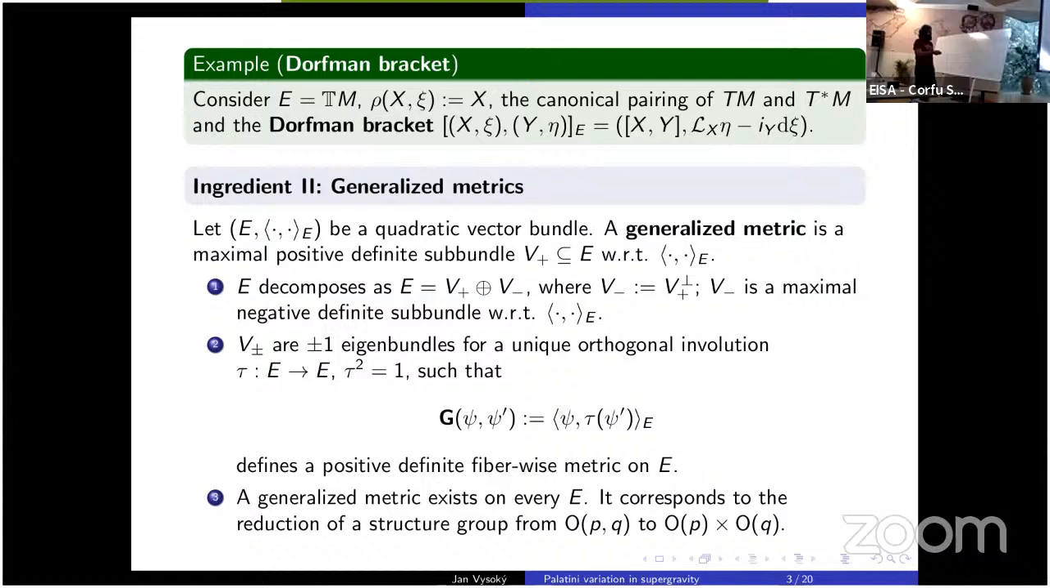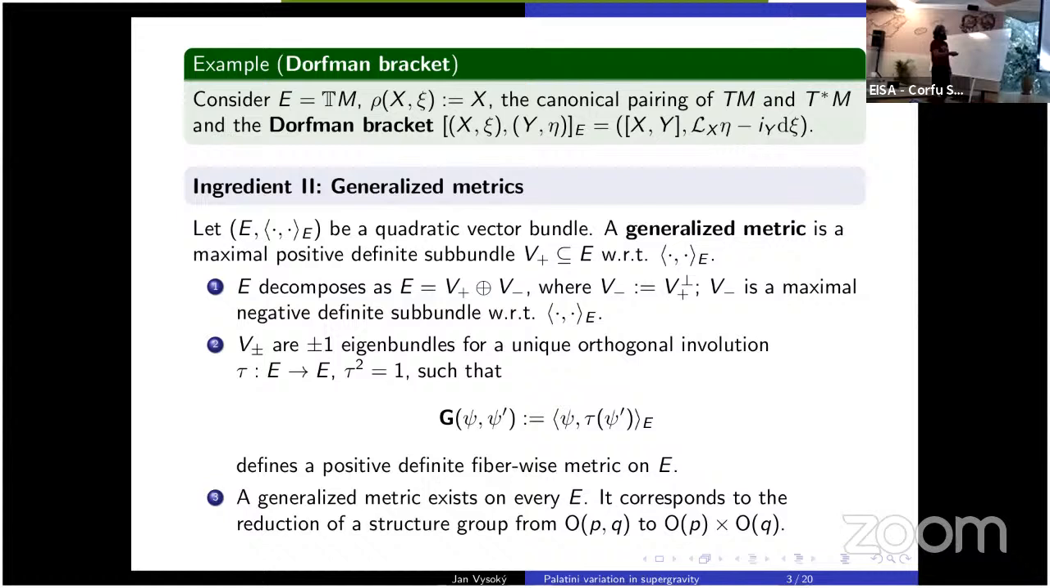And then there is some orthogonal involution of your vector bundle, whose square is equal to one. And these V plus minus are just these plus minus one eigenbundles. And it turns out that you can define a new fiberized metric using this formula. And this fiberized metric is always positive. So it's a kind of way to define positive definite fiberized metric on a vector bundle with some additional properties of compatibility with this original one.